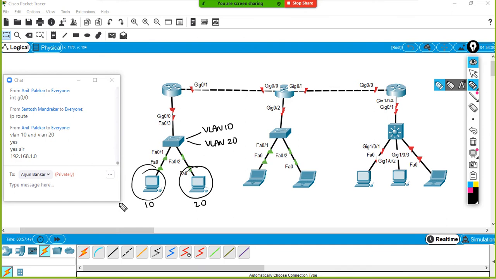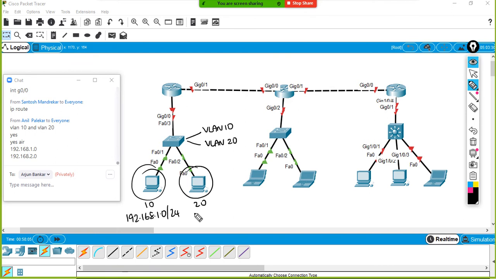Okay, 1.0, that's good, nice. You are going to use 192.168.1.0. Okay, and what about the second network? VLAN number 20. Help me out, Anil. 2.0. Good. 192.168.2.0. Very good.